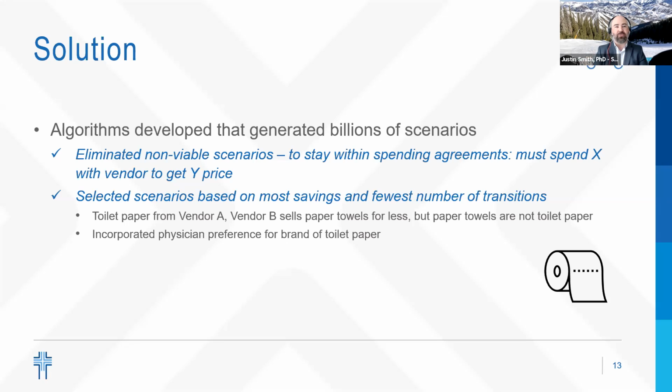And then we were also able to incorporate physician preference for which brand of toilet paper they preferred. So we were able to incorporate individual humanistic, not loyalties, but just preferences, I would say. And again, we want to make sure we're providing the best care and the safest care for our patients. And our physicians have clearly a large say in which products they would like to be using to accomplish that goal.